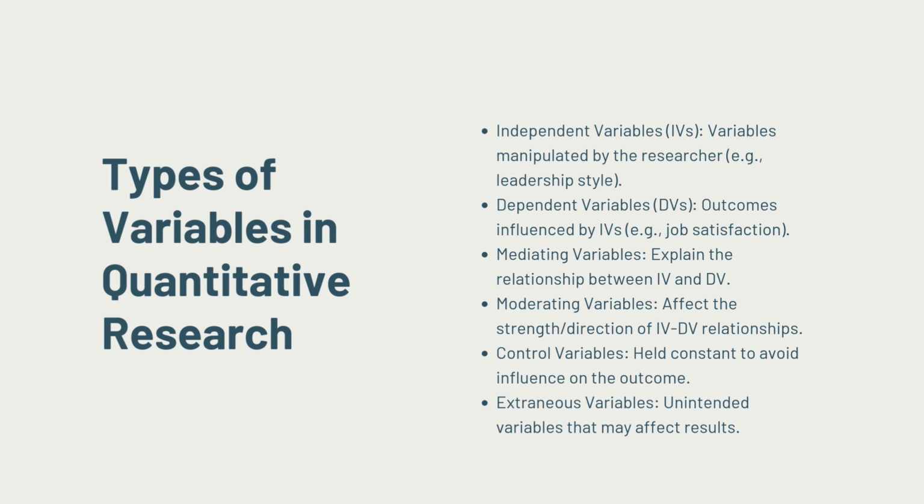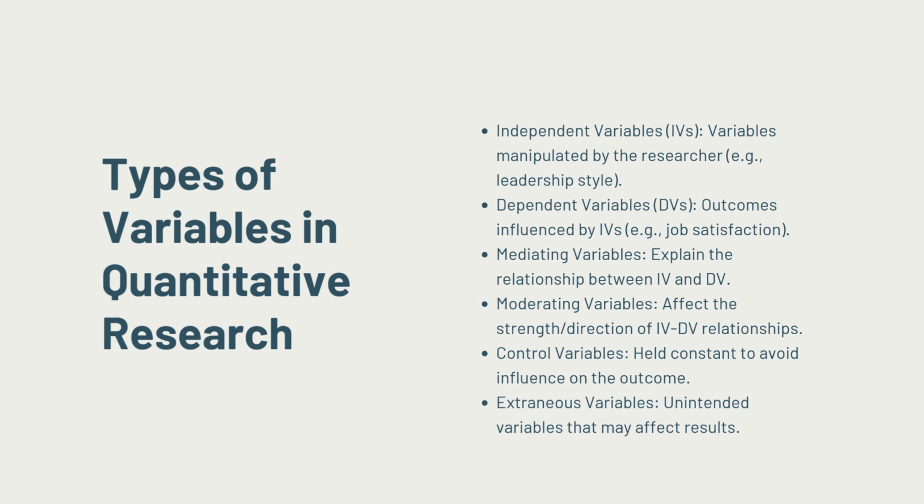Next is mediating variables, also known as intervening variables. These help explain the relationships between the independent and dependent variables. So, for example, if leadership style impacts productivity through employee motivation, then motivation is your mediating variable. So, this simply means that before leadership style can ultimately impact or affect productivity, it must necessarily go through the element of employee motivation.